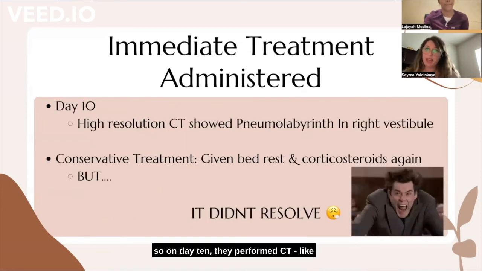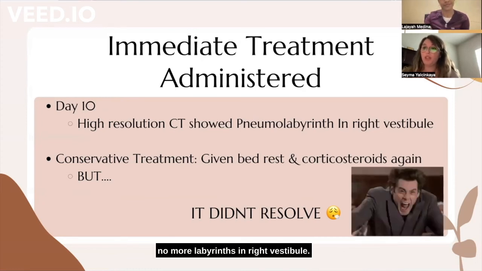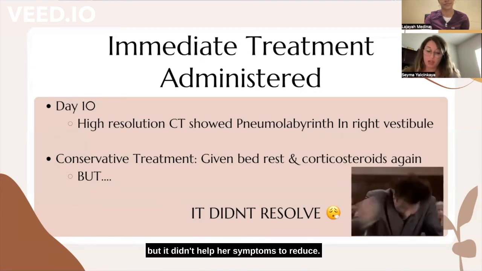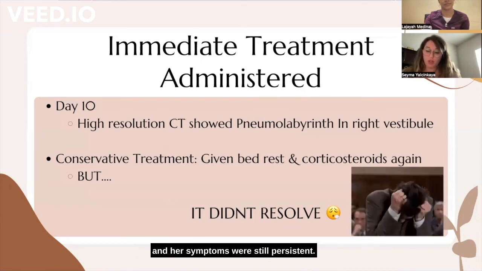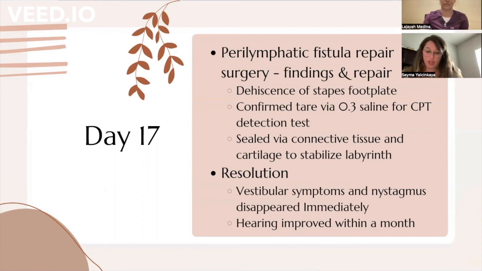So on day 10, the patient was subjected to a CT, which showed pneumolabyrinth in the right vestibule. They again gave her bed rest and steroids, but it didn't help reduce her symptoms, and they were still persistent. In this case, they decided to do a perilymphatic fistula repair surgery.